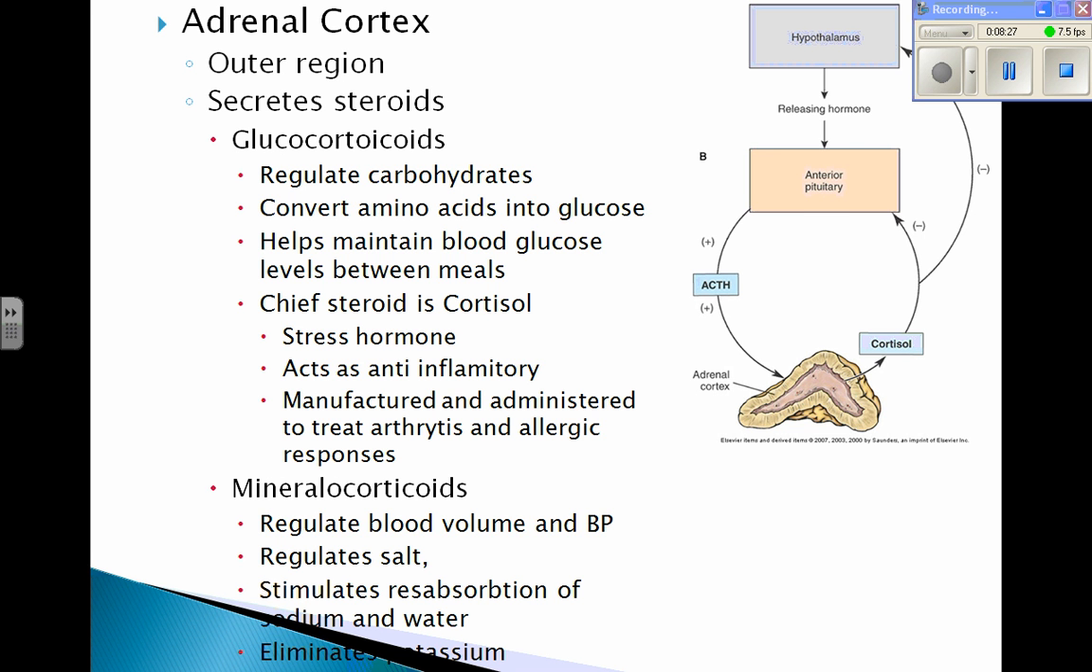Mineralocorticoids are the other type of steroidal hormone secreted by the outer adrenal cortex. It helps to regulate blood volume and blood pressure, so it will stimulate the retention or excretion of water. Regulates salt, and again it influences the effects of the kidneys. It stimulates reabsorption of sodium and water within the kidneys, so it affects the level of blood pressure and blood volume through the retention or secretion of water and sodium. And it eliminates potassium. That's that word that's hiding down below. You can't really see. Eliminates potassium.